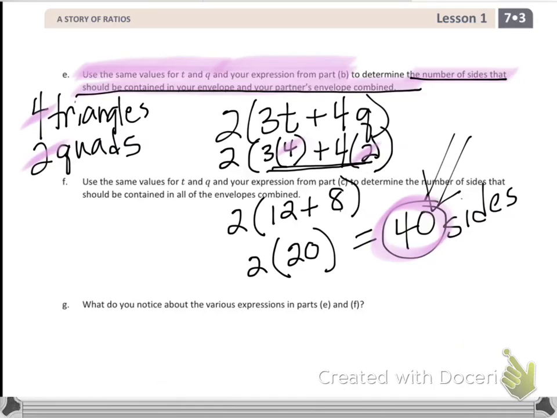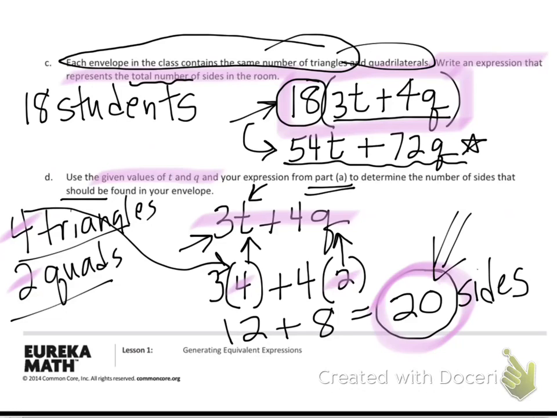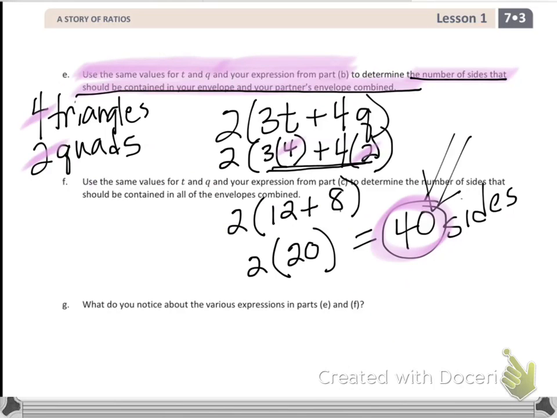But the most important part of all of this is being able to use expressions. Use expressions, use the values for your variables, plug those in, and come up with an answer. Okay? And that's what we are doing, and that's what we did here in D and here in E. I'm going to pause right now, erase all of this, and we can do F.